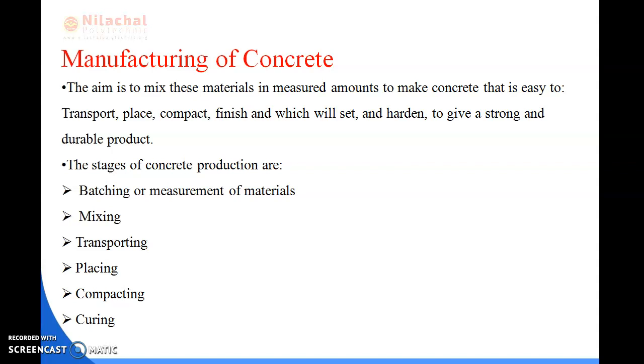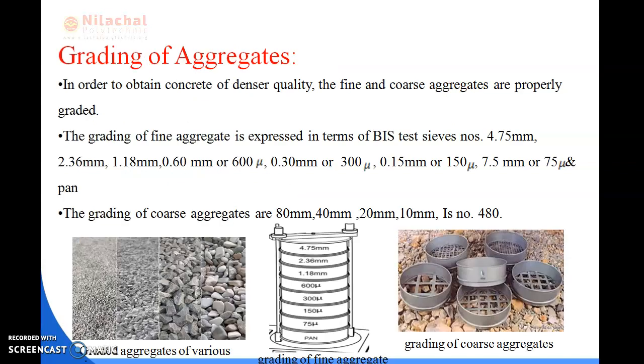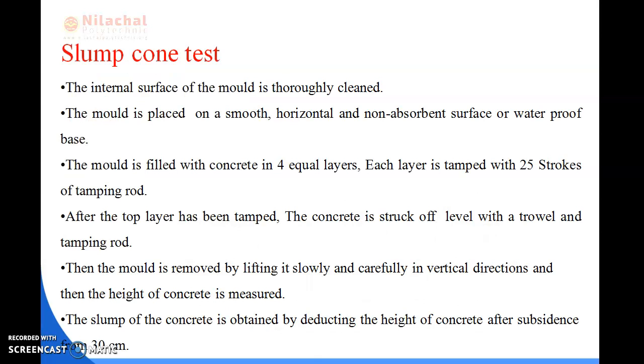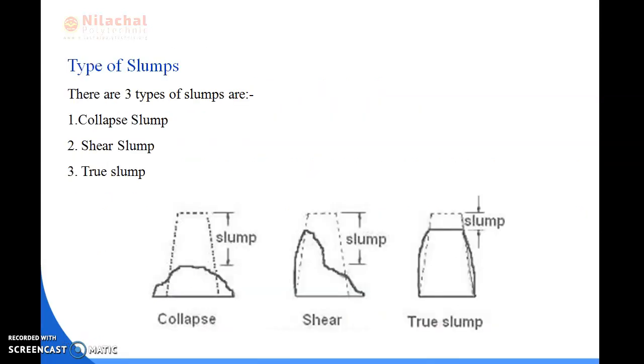In the previous slides we discussed the grades of concrete, the types of slump, and the slump cone test method. So we will give a quick review of this. I have already discussed the slump cone test and the types of slump. There are three types of slumps: first is collapse slump, shear slump, and true slump.